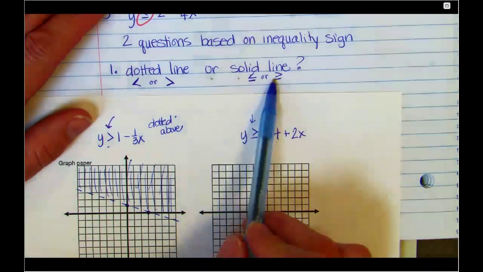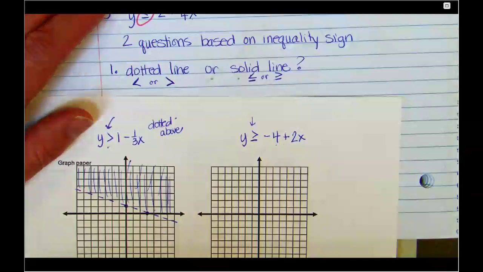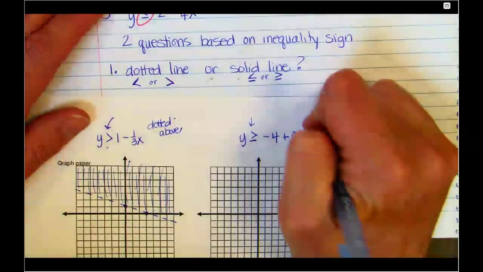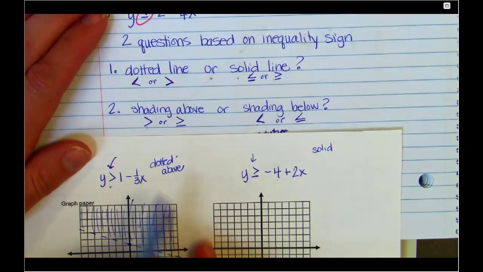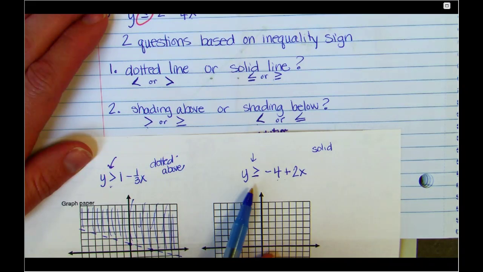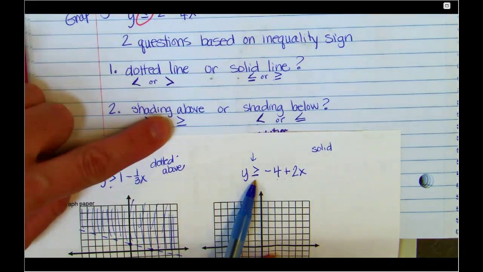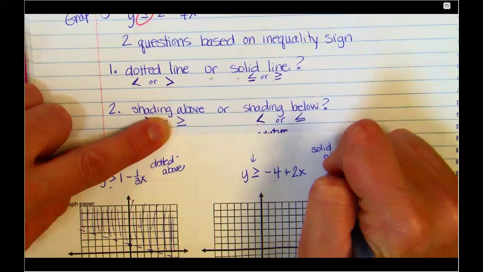Okay, solid line, because he's got the line underneath him. You guys, that's how I remember. If the line's underneath, it's solid. It's just solid line. Now, take a look at the second question. Are we shading above or are we shading below? Well, this is our symbol. Okay, we're shading above. So it's going to be solid and shaded above.